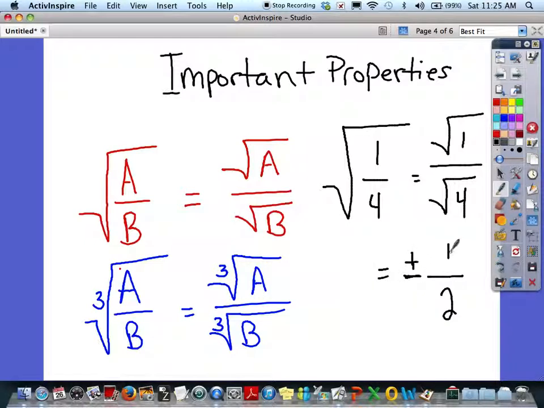Because this could have been a plus 2, or a positive 2, or a negative 2. Could have been a positive 1 or negative 1. So that's fine. But if this is part of an overall expression and you're doing the math to get to a final answer, just use the positive value. Just say, okay, it's a positive 1/2.